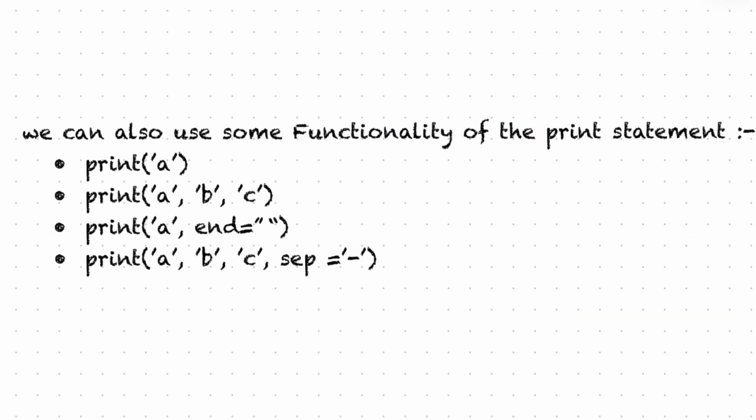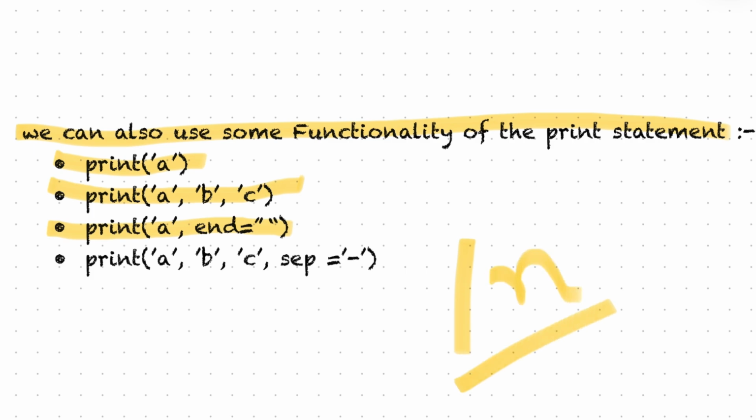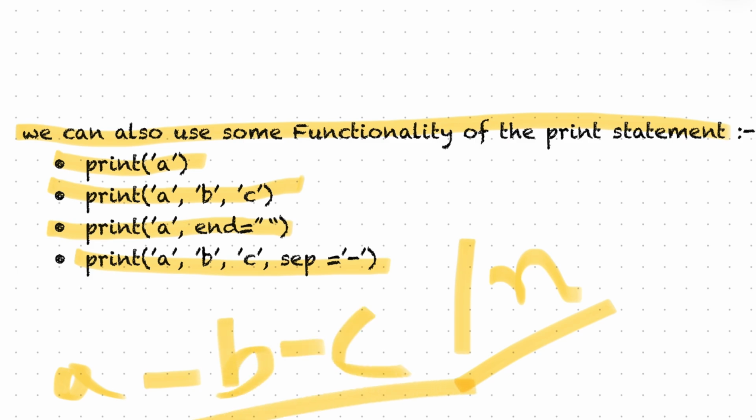Now we'll discuss some functionality of the print statement. First, we can directly print a string. We can print multiple values by giving commas. We can define how the print values are separated. We can give a space, or a slash. By default it is slash n, which means next line, and we can also give a separator which can separate the values. Suppose it will be printed as a separated by b separated by c. Now we'll see this in our code.